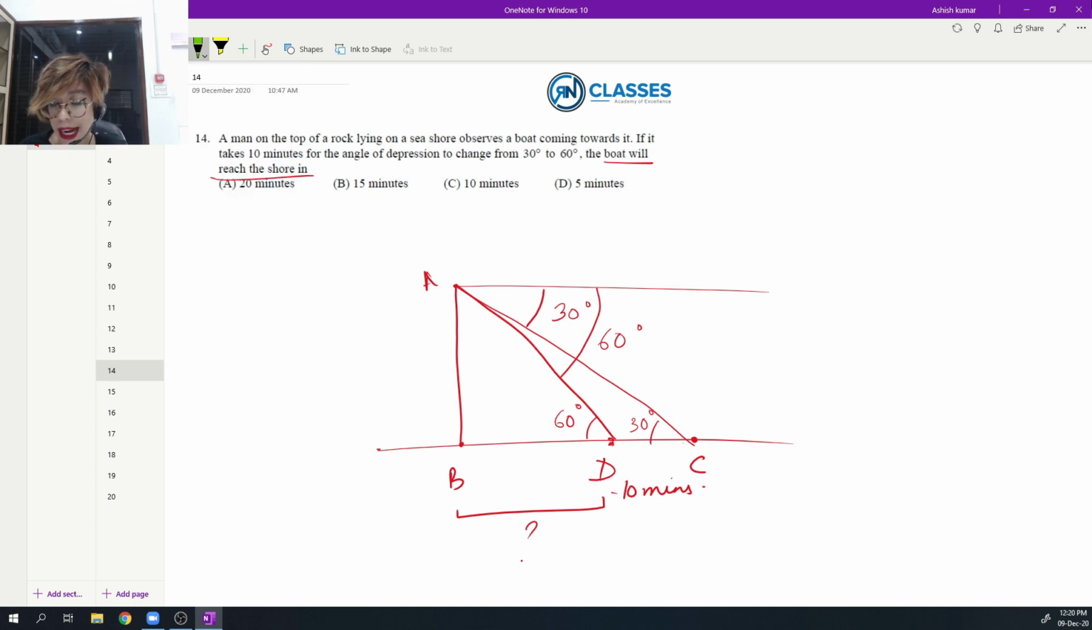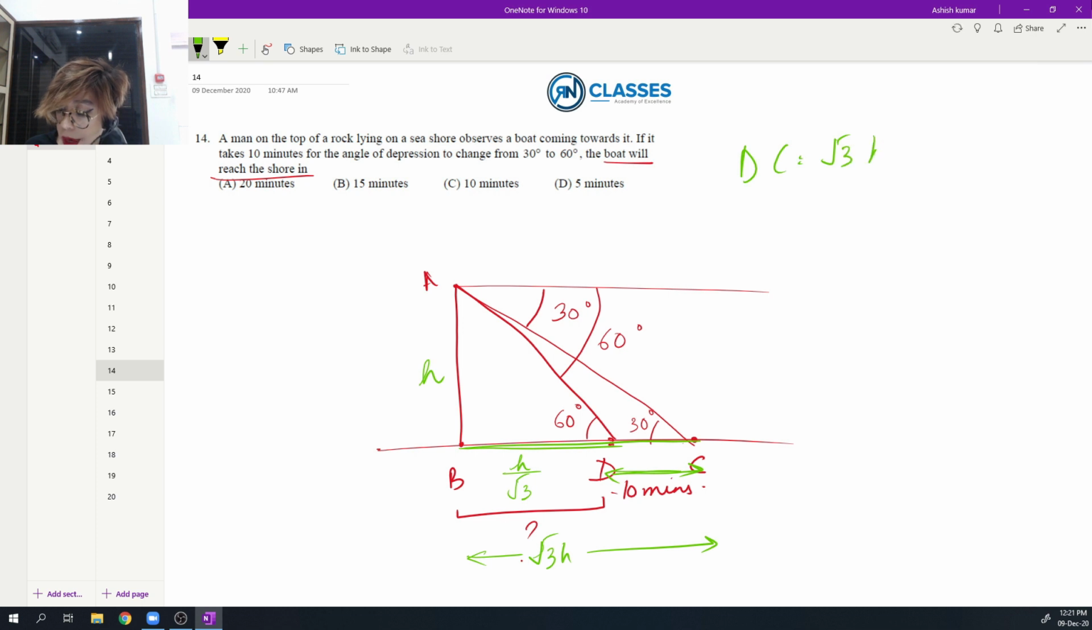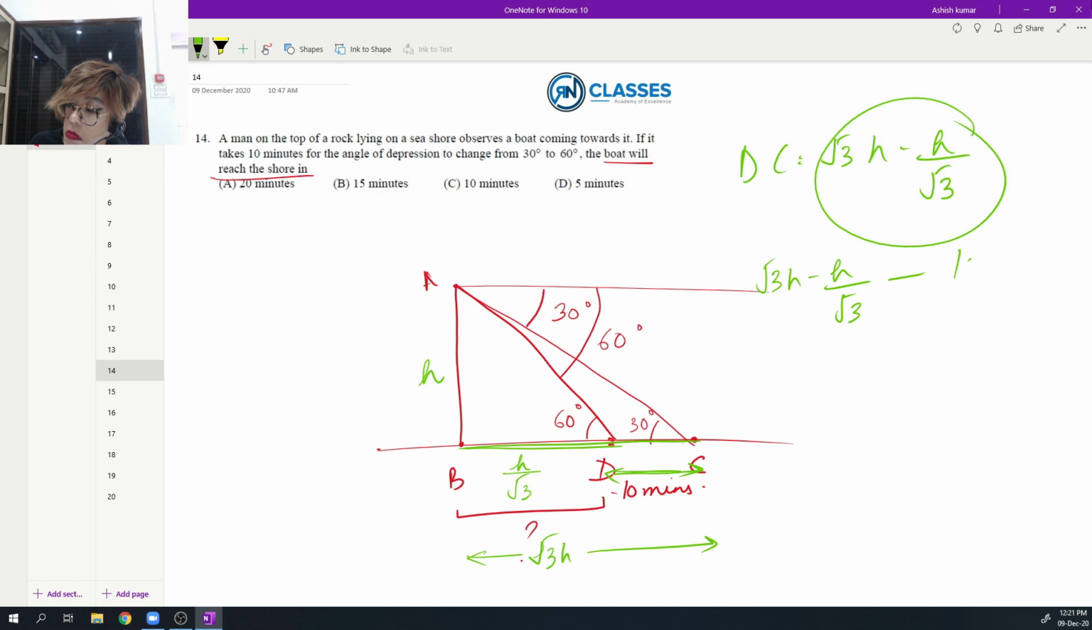So I'll consider my height of the rock to be h. Right? If this is h, BD is h by root 3. Right? And BC is what? BC is root 3h. Right? Now can you tell me the length DC? DC will be nothing but root 3h minus h by root 3. Right? So in order to cover this much distance, root 3h minus h by root 3, it takes 10 minutes, right? Now I have to cover how much distance? H by root 3. So h by root 3 को distance cover करने में कितना time लगेगा?